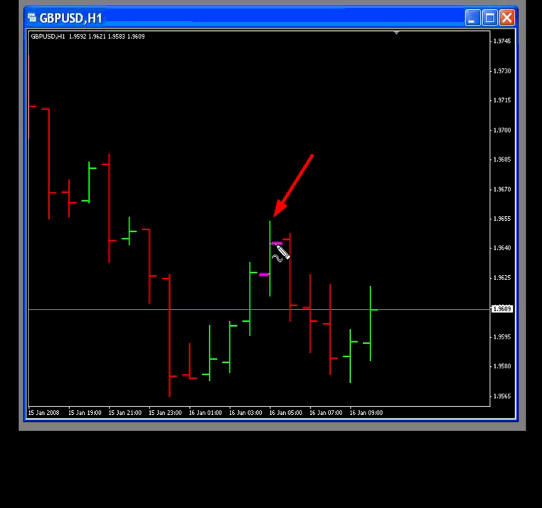Every time the right notch is higher than the left notch, or the close is higher than the open, the bar is going to be colored green. This indicates that price overall went up. Price started here but it closed here. So the overall movement of the price was up.